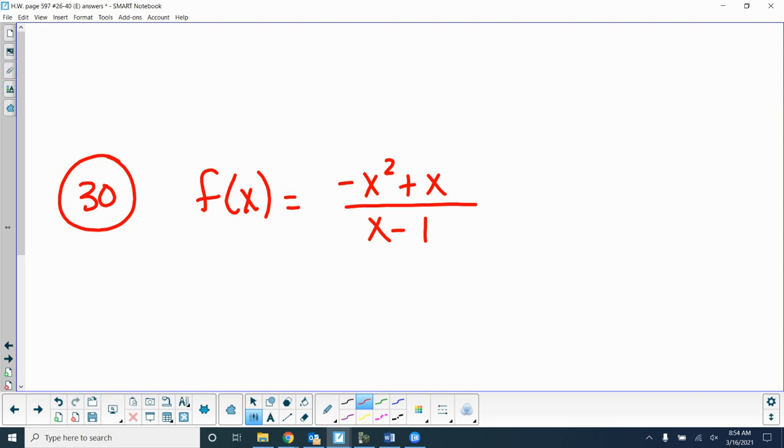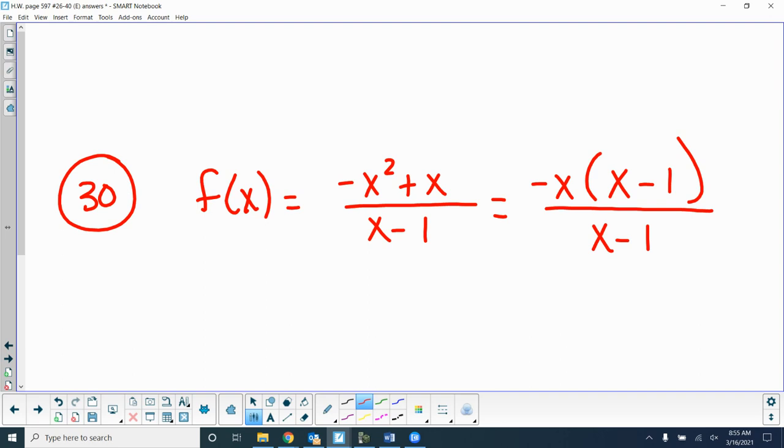Okay, so we have to factor the numerator. Is there a GCF? Yeah, x, right? And we don't like that negative in front of the x squared, so we like to pull it out, right? So I'm gonna take out negative x. And then I'll get x minus 1 over x minus 1. If I pull out a negative x squared divided by negative x is positive x. Positive x divided by negative x is negative 1.